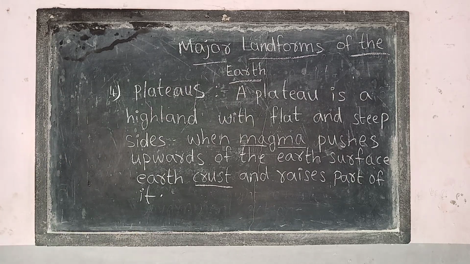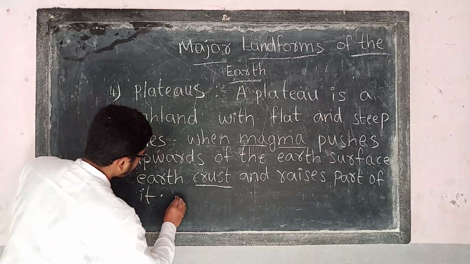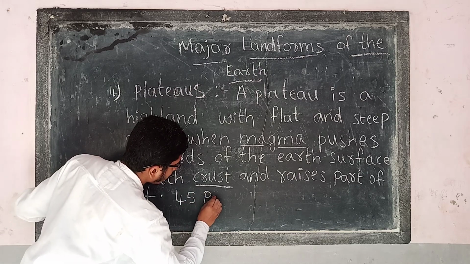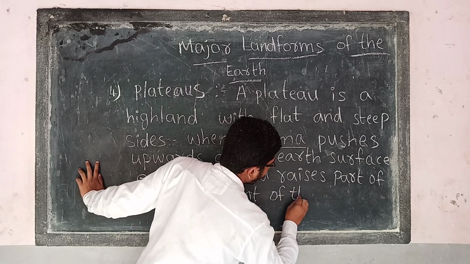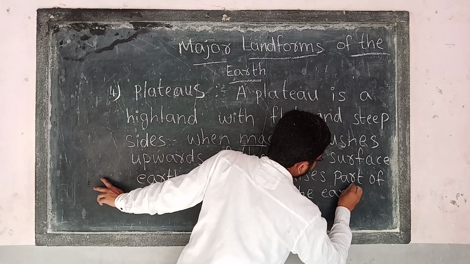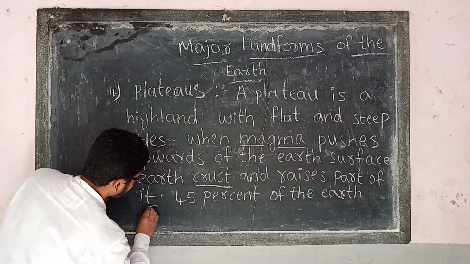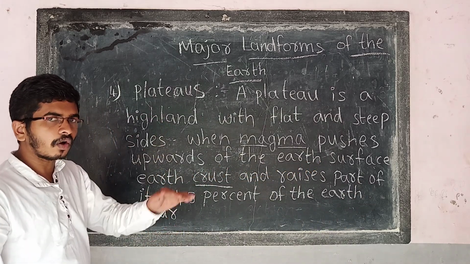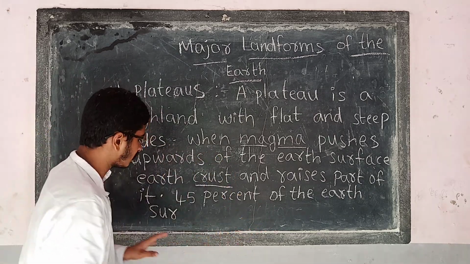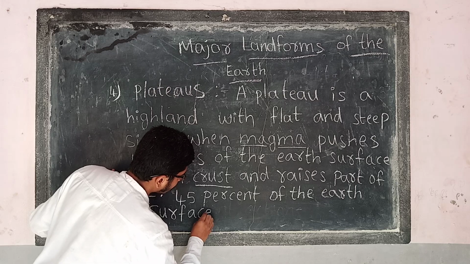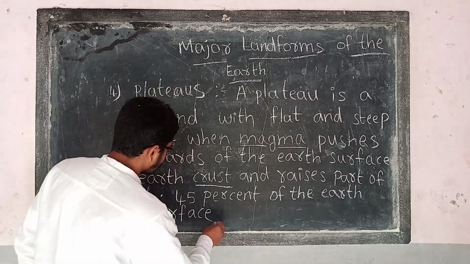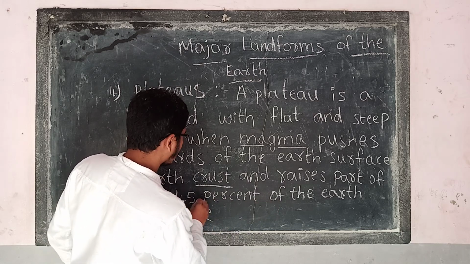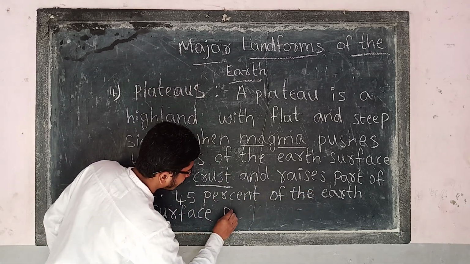So now, you can write here: 45% of the earth surface. Means on the earth, 45% of the earth surface, plateaus will cover.